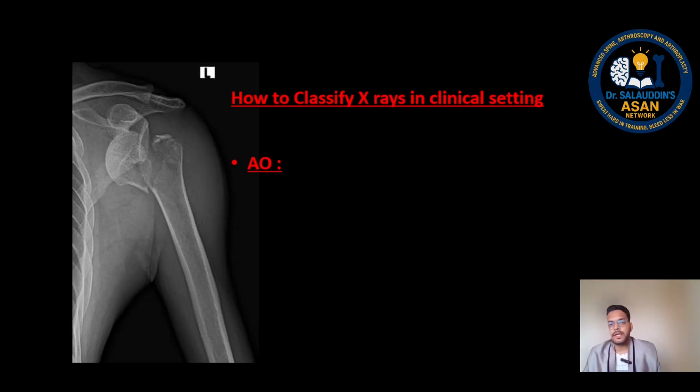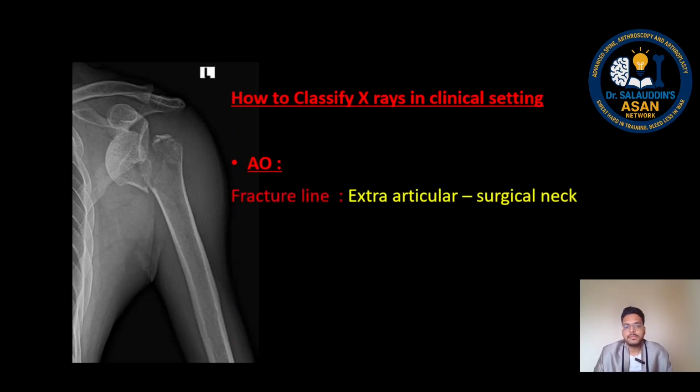So this is a clinical X-ray in the clinical setting. How do you classify this with the AO system? Let's see where the fracture line is and how many parts there are. The fracture line in the X-ray is at the surgical neck. Yes, you are right. And is there any impaction? No, there is no impaction. The fracture line is extra-articular and it is at the surgical neck. The parts are only the head and the surgical neck, and it is a unifocal fracture.